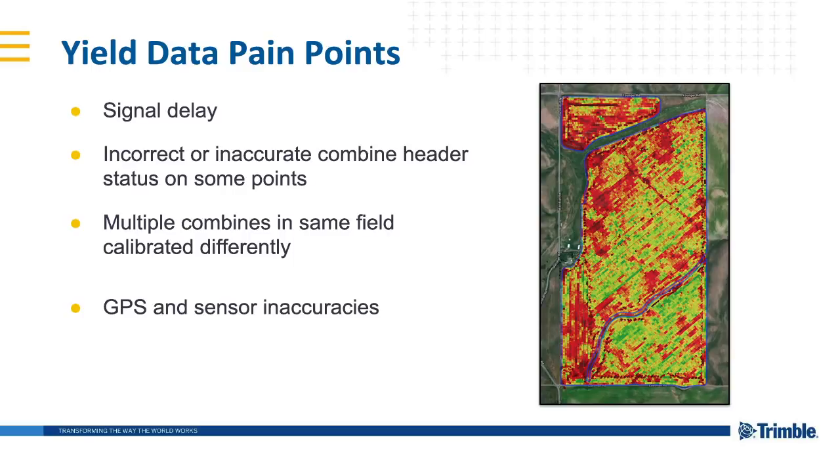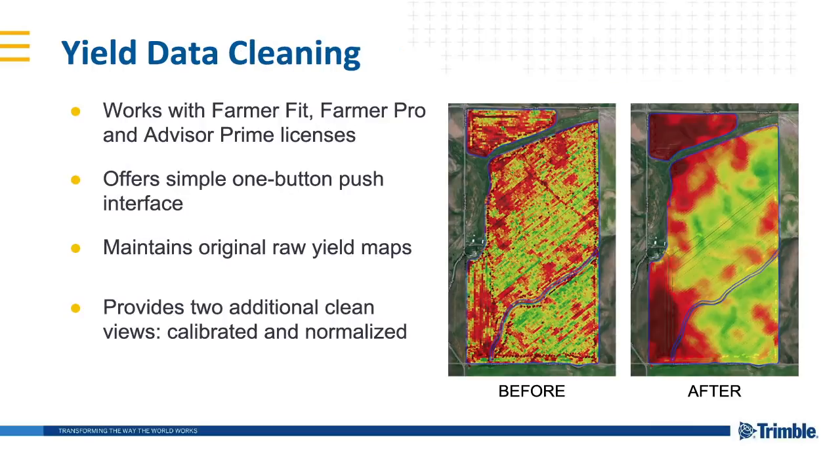Really common when you have two combines that are harvesting in the same field that may be calibrated just a little bit different, and when you import that data in, you'll see that your yield map just does not look quite right. So this new tool will fix different things.